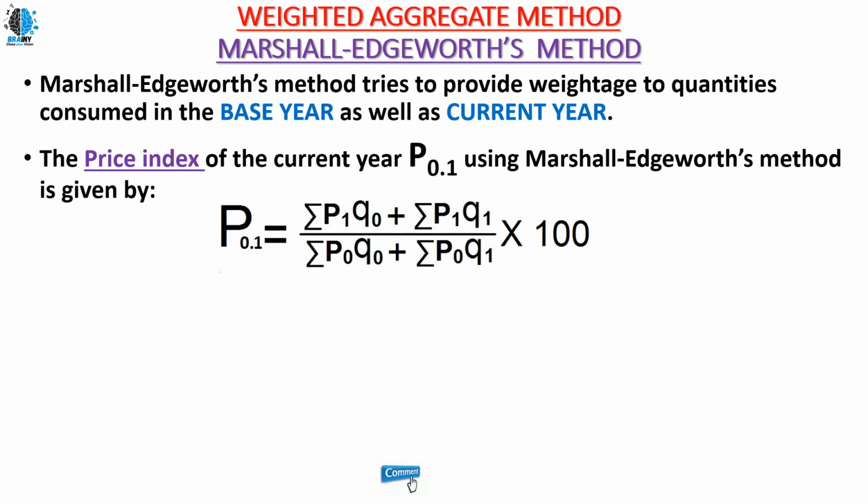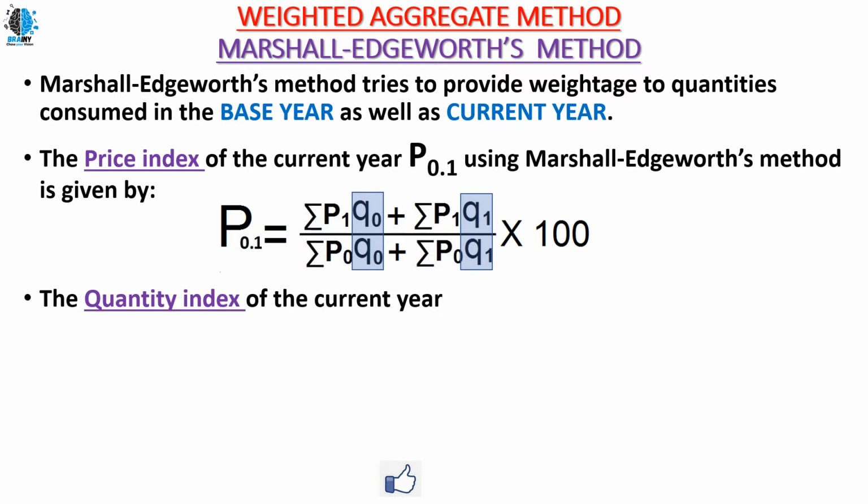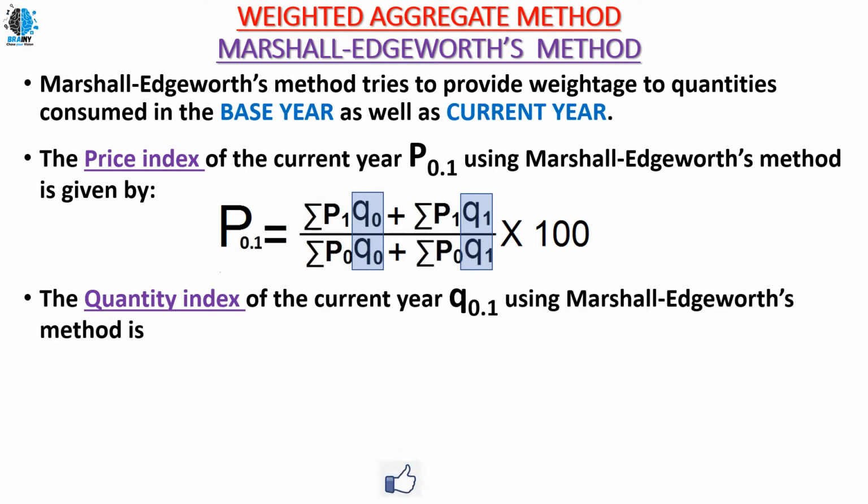So if you see here, P1 by P0 is multiplied with the base year quantity Q0, and next it is multiplied with the current year quantity Q1. So the author has given the weight to both the years, base year as well as current year. As this is the price index, the weight is given to the quantity. Same like this we have the quantity index, wherein we are going to give the weight to the prices.